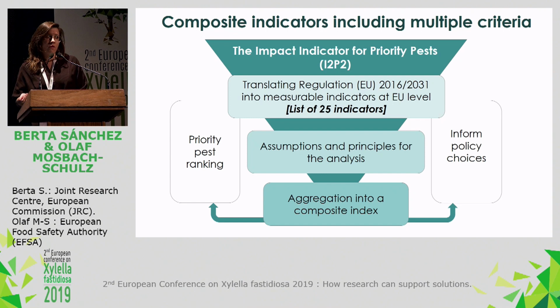Second, we made assumptions and principles for the analysis in collaboration with EFSA. We had a lot of discussions to understand how to make the analysis. And one of our main assumptions for this project is the maximum spread of all the pests that we analyzed. But we will talk about that later. And finally, we aggregate all these 25 indicators into one single composite index measure that is the key to make a ranking. So we have a measure for each pest, based on a lot of information, data and analysis, and then we can make a ranking, compare different pests, or give informed policy choices.